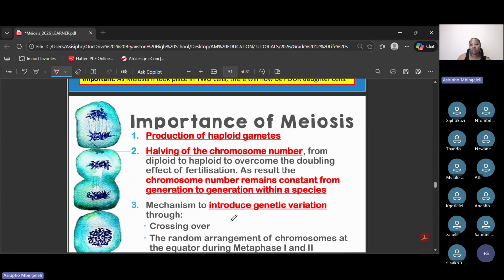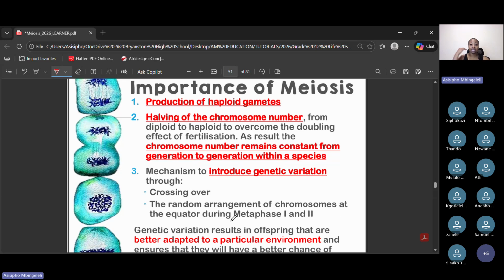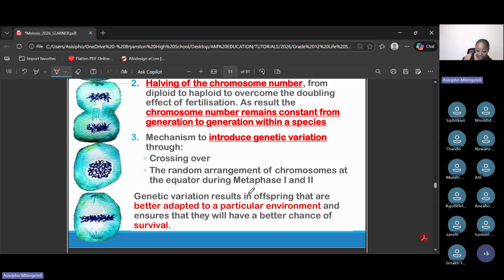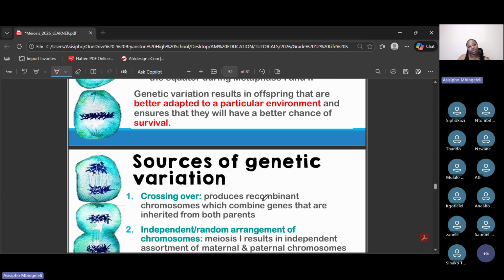So why is meiosis important? It produces the haploid gametes. That's what I wanted to clarify when I did this example of 46 chromosomes and then 23 chromosomes in each cell. It halves the chromosome number. It introduces genetic variation. That's the main reason that if we speak about human beings, we then have siblings of the same mother and father, and they would look different.